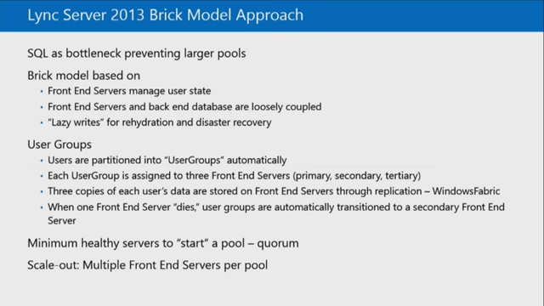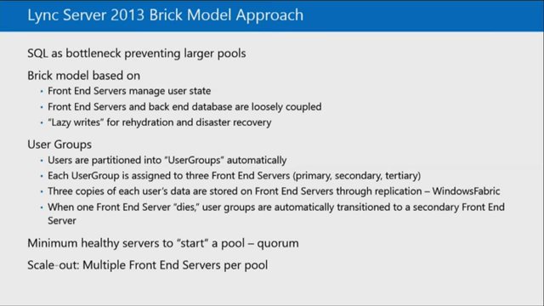So when we get into this brick model, the idea is that the front end is now the arbiter of user state, rather than the back end as in 2010. It is definitely a key thing to remember in your tests that the front end and the back end are much more loosely coupled from a presence point of view than they were in 2010. And then we use this idea of lazy writes to enable those DR and rehydration features. If your front end goes down in a large enough pool, we want to make sure we have multiple copies of your data so that when you come up on another server, that's reflected.